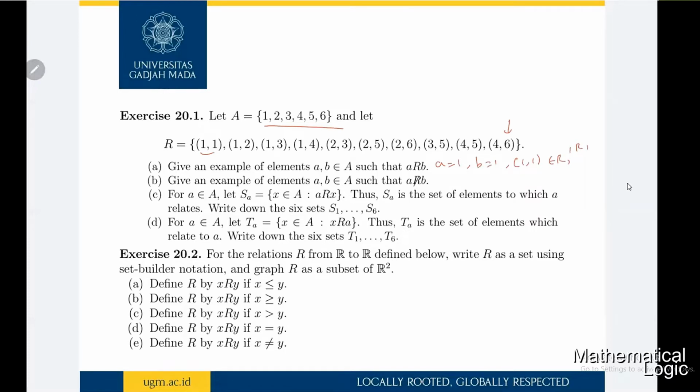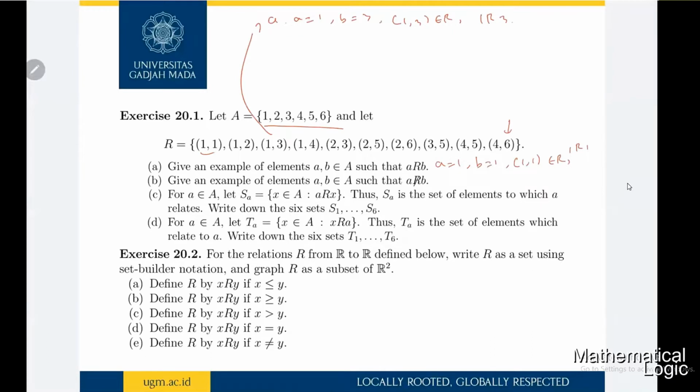So this one is for 20.1a, and you can take another example also, maybe for number a. So you have a equal to 1 and then b equal to 3. That's also okay. So we know that (1,3) is in R. So we have 1 is related to 3.